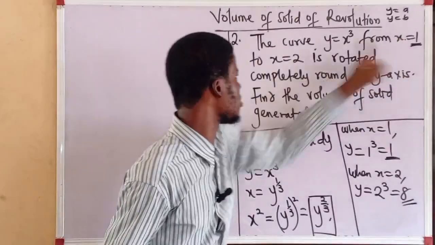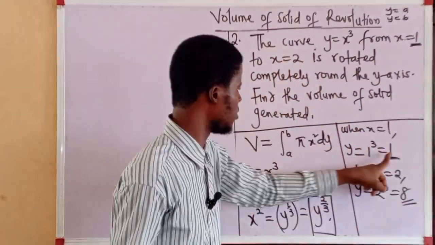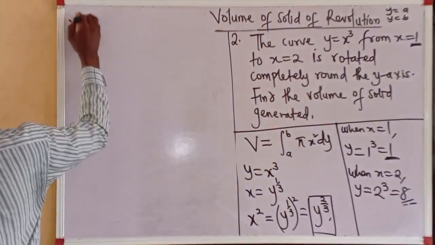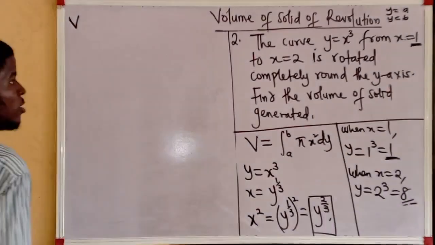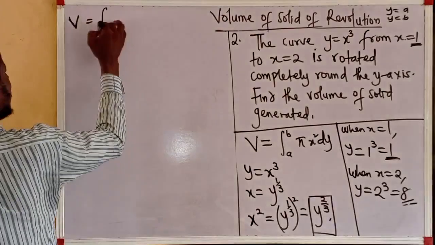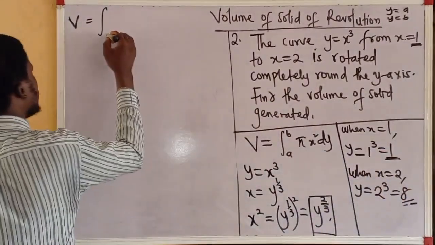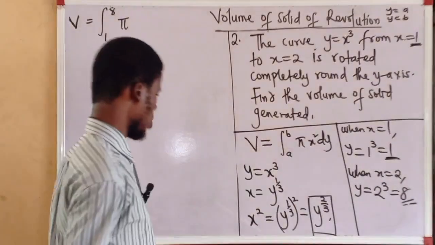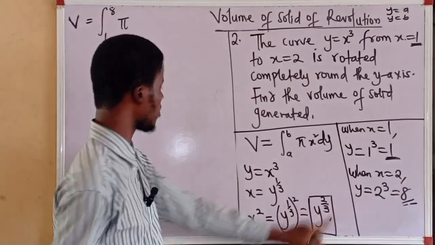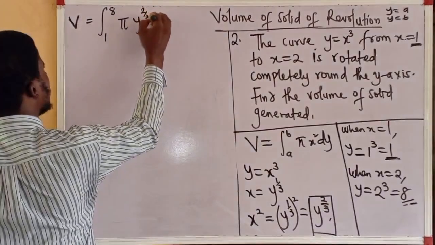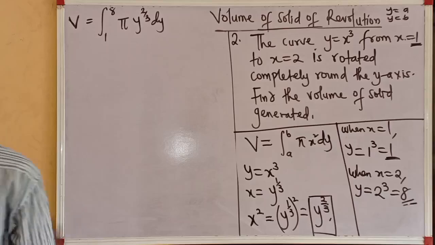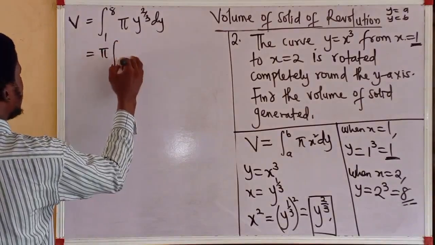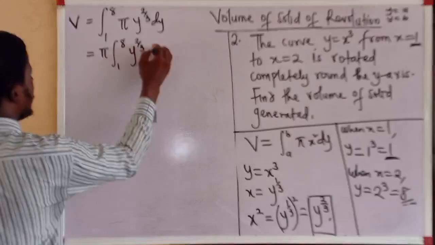So I'm not making use of this limit. Yes, I'm making use of the limit from 1 to 8. So the volume of solid generated when the curve y equal to x cubed is rotated around the y-axis is the integral from 1 to 8 of pi times x squared, and we've gotten x squared: y to the power of 2 over 3 dy. Pi is a constant, so it can come out, and we have the integral from 1 to 8 of y to the power of 2 over 3 dy.